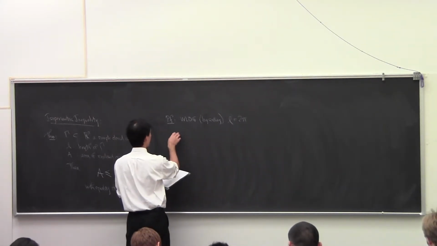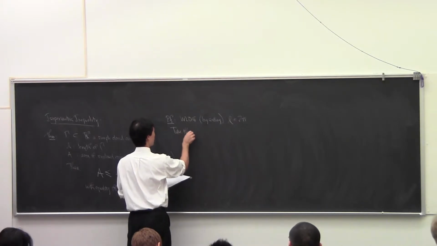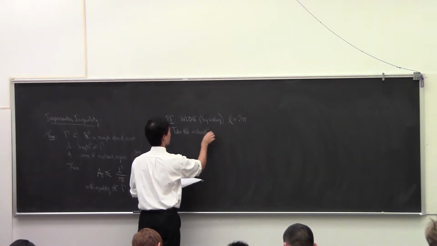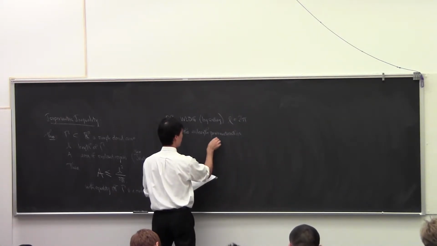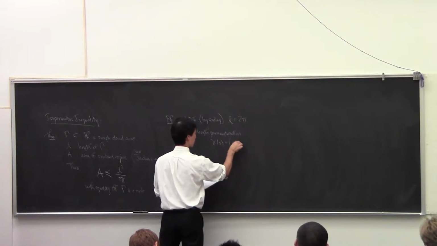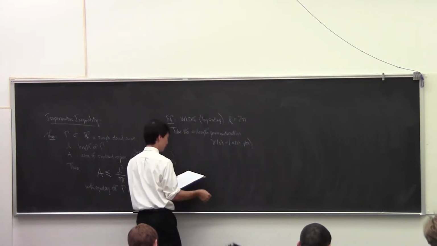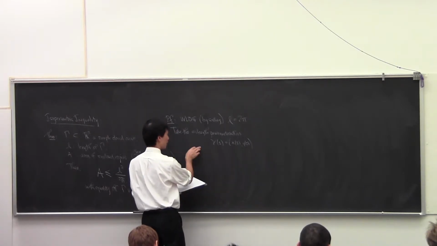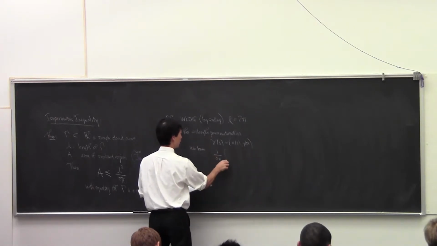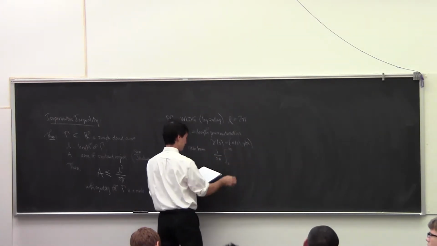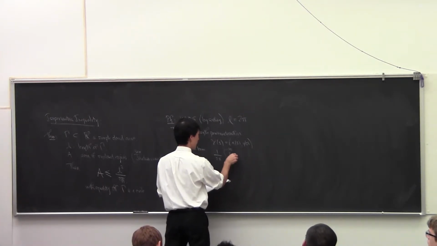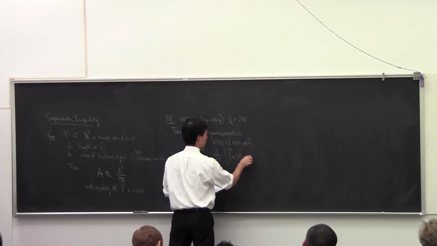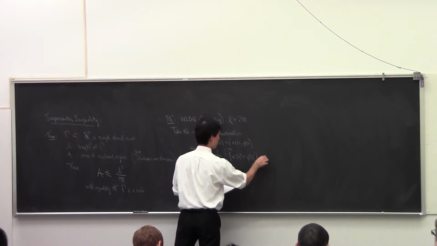Okay. So here we go. Take the arc-length parametrization gamma. Because it is the arc-length parametrization, we know that 1 over 2 pi times the integral of x prime of s squared plus y prime of s squared ds is 1.